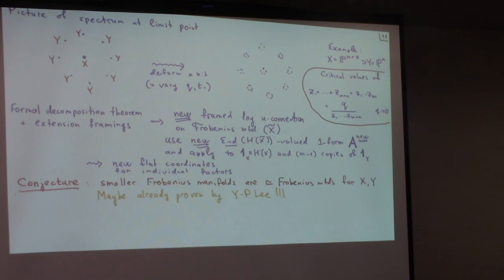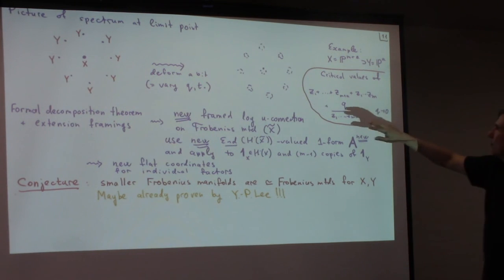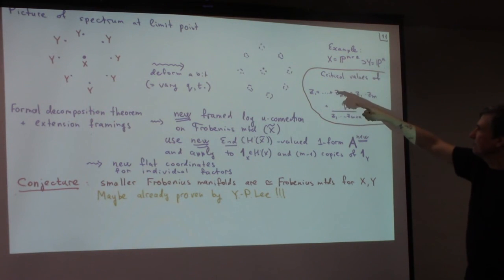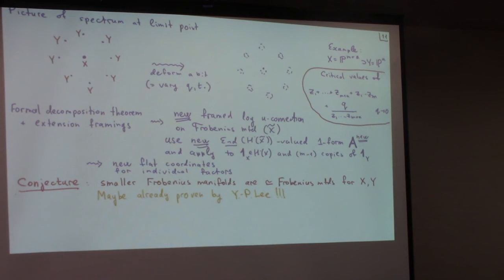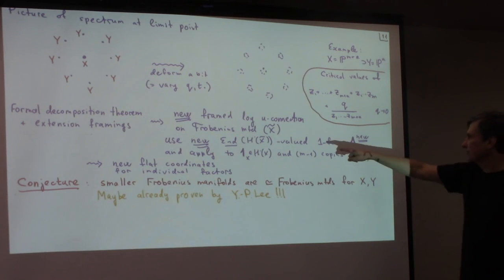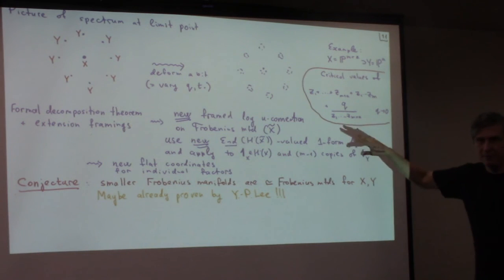And now we can apply the formal decomposition theorem, because my Frobenius manifold will locally have my variation be a product of different variations. For each variation, I use the extension of the framing theorem. So I get a new framed connection of my Frobenius manifold, and locally outside of the divisor it will split into a product of small Frobenius manifolds with new affine structures. So you get some one forms. You get a lot of closed one forms.